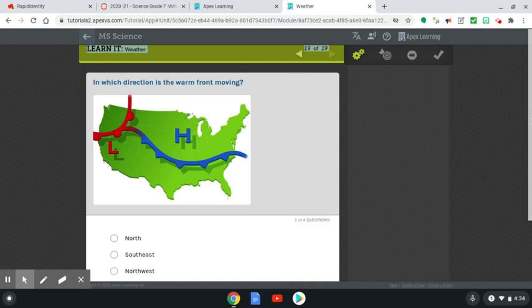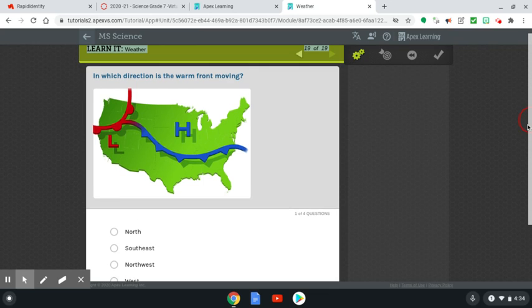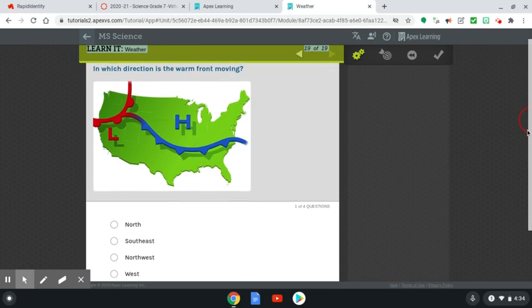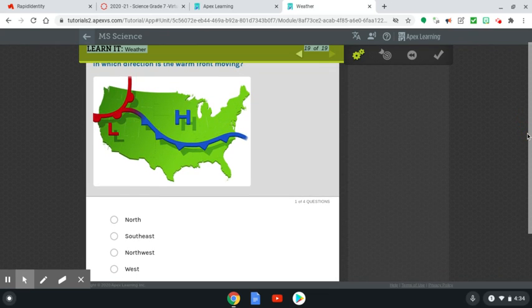Okay, this question asks which way the warm front is moving. First of all, we have to determine which one is the warm front. We learned that the warm front has the half moons. They're all on the same side. The cold front has the little spikes or pendants.